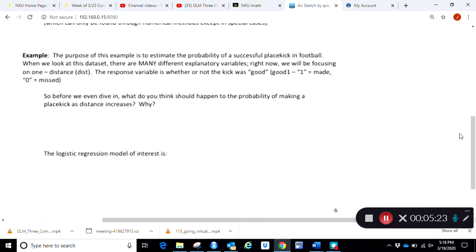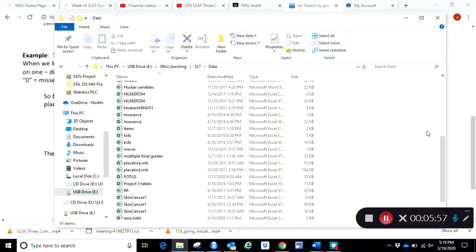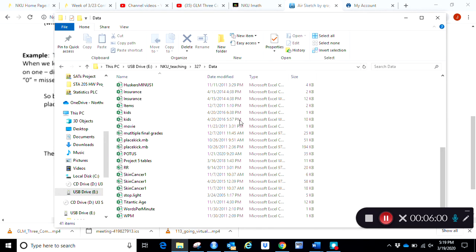So let's put this in context back to our example. So here we're trying to estimate the probability of a successful place kick. This is an actual data set from many years ago that we're going to use. So this data set has many different explanatory variables inside of it. I'm only going to be focusing on distance inside this data set, which is labeled as dist. The response variable is labeled as good 1 in the data set, where 1 means it was made and 0 means it was missed. So let's actually first look at this data set, just so you can see what it looks like.